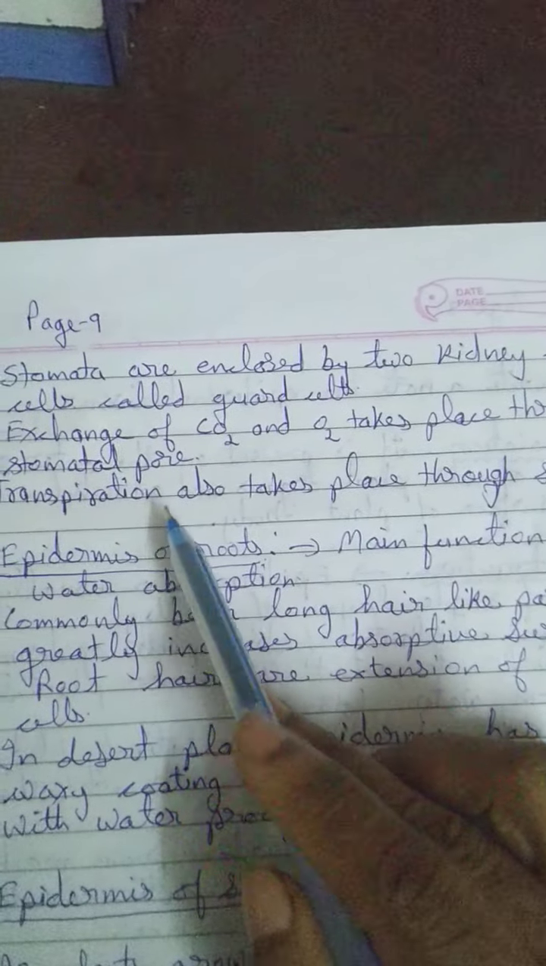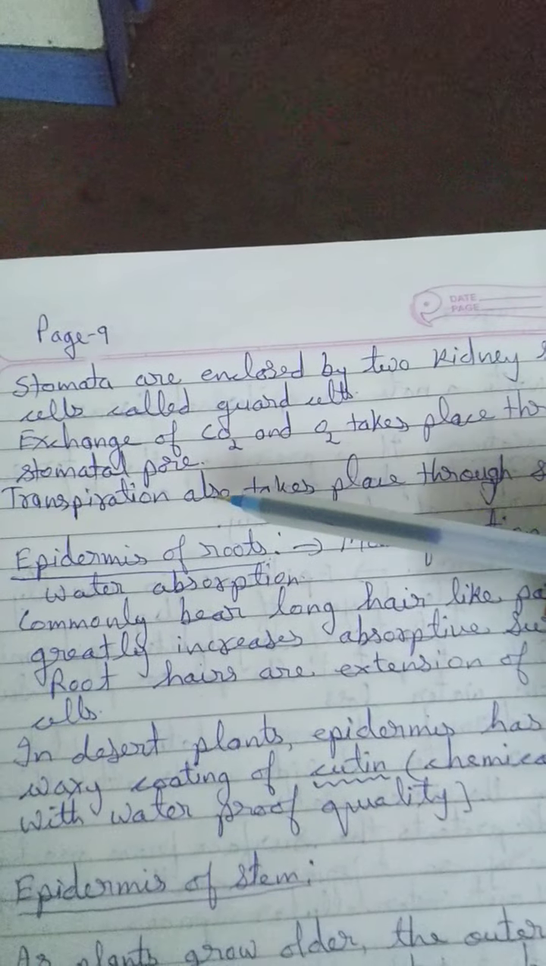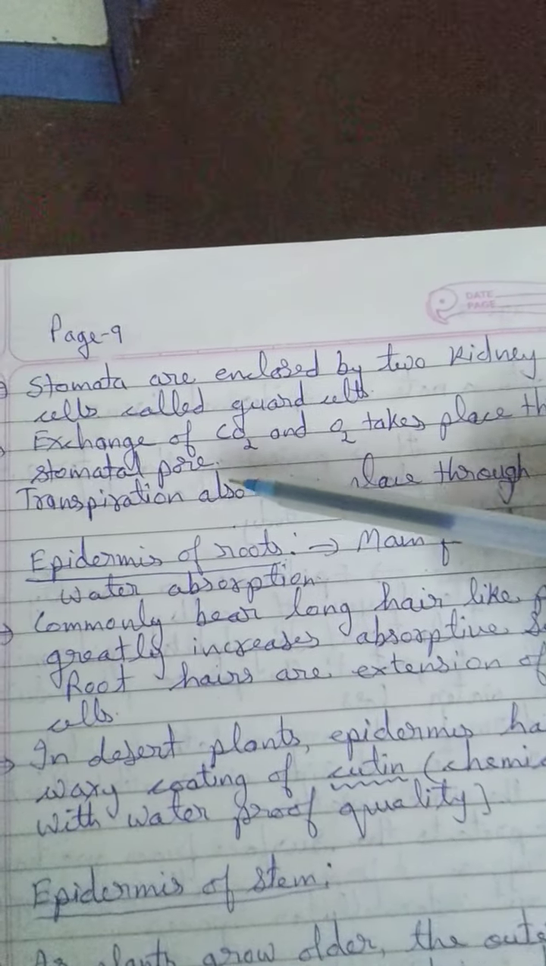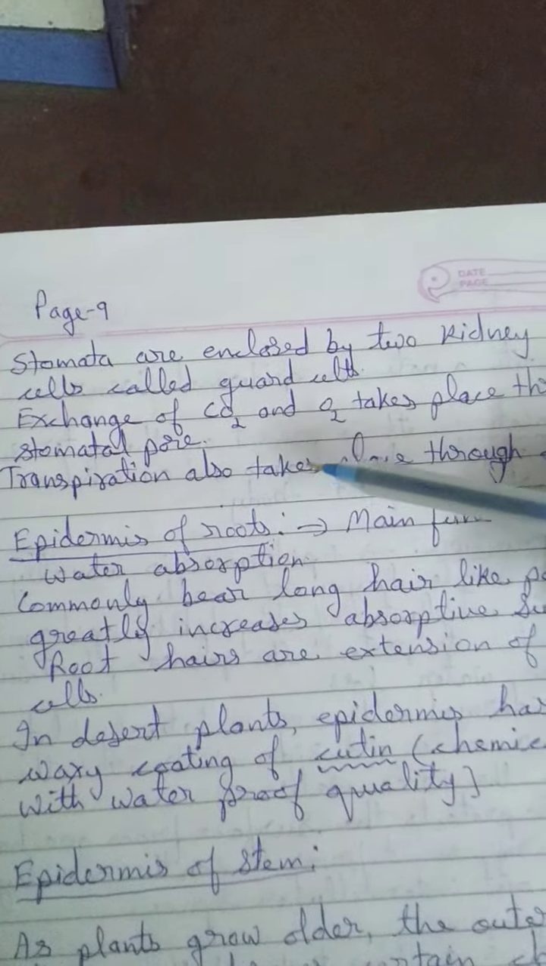Transpiration means, as we know, that leaves lose excess water through their pores. That is called transpiration. That also takes place through the stomata.